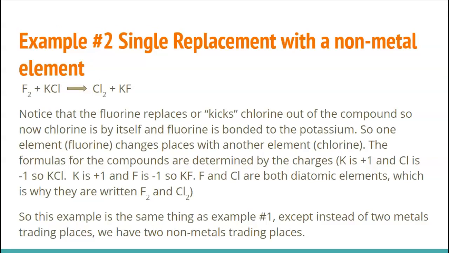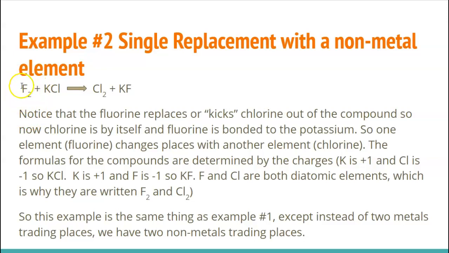Here are some nonmetals trading places. So notice that the thing by itself here is one of our nonmetals. It's a halogen. So we've got a halogen by itself. Now, why is it not by itself? Remember, because it's diatomic, right? But that's as by itself as it gets.